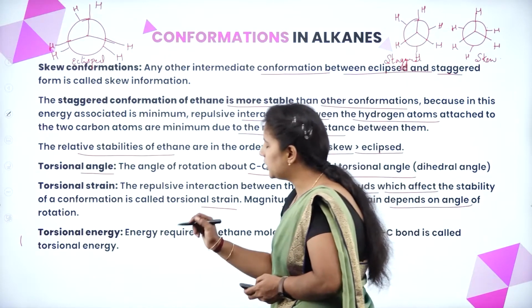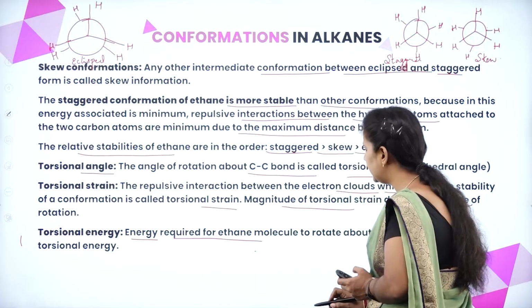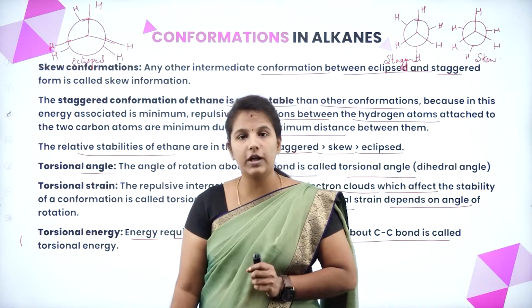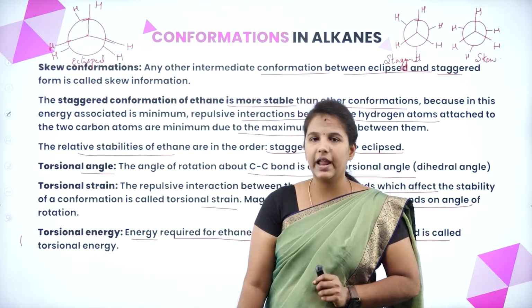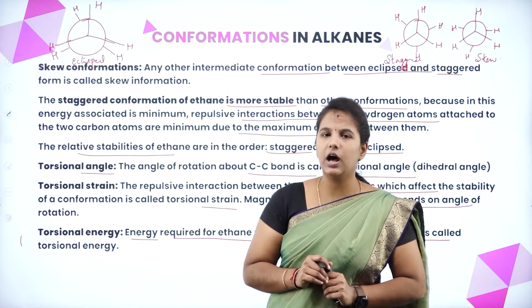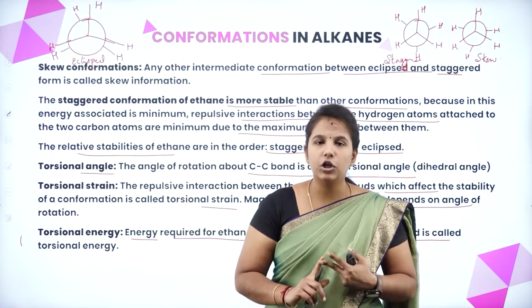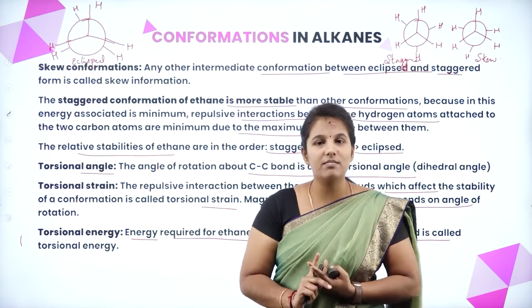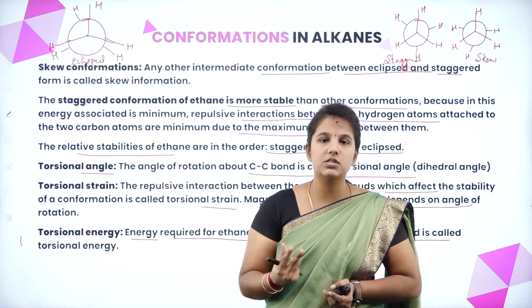And next, coming to the torsional energy, the energy which is required for the ethane molecule to rotate about the carbon-carbon single bond is known as torsional energy. So this is how torsional energy, torsional strain and torsional angle are commonly used while studying the conformations of alkanes.